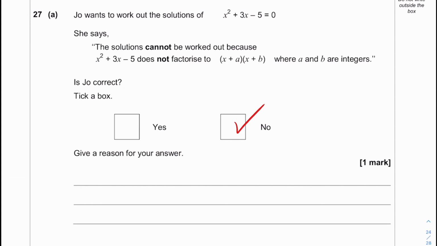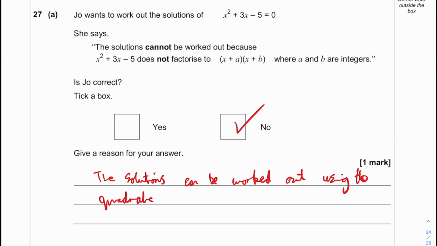So I'll just put, what can I put? The solutions can be worked out using the quadratic formula. And that'll be enough for the 1 mark.